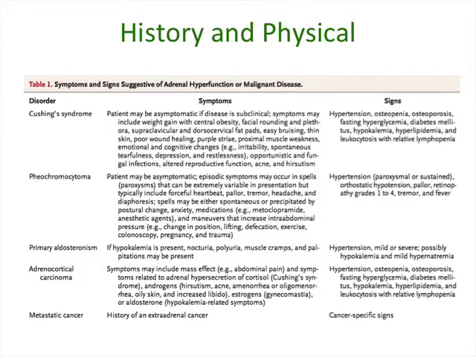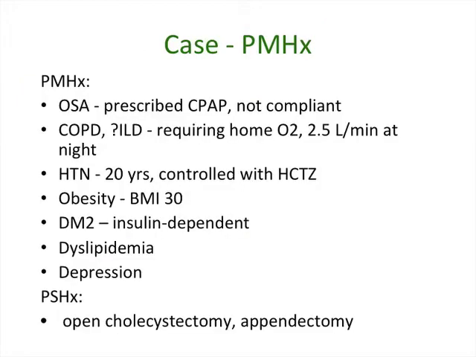This table comes from a review in the New England Journal in 2007 and nicely summarizes the typical signs and symptoms associated with functional adrenal adenomas, as well as the typical features seen with adrenal cortical carcinoma and metastases in the adrenal gland. I won't list all the signs and symptoms, as I believe Dr. Dahl will comment on this further, but in our case, the patient did not demonstrate any signs or symptoms suggestive of a functional or metastatic lesion.